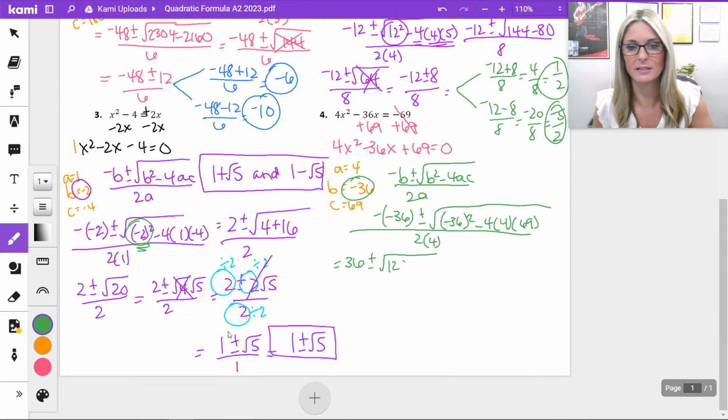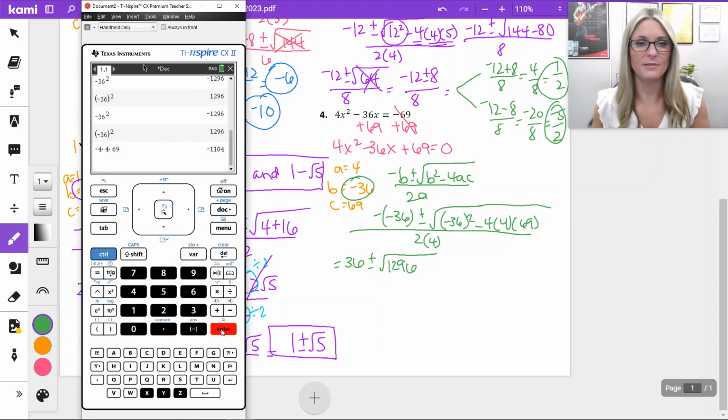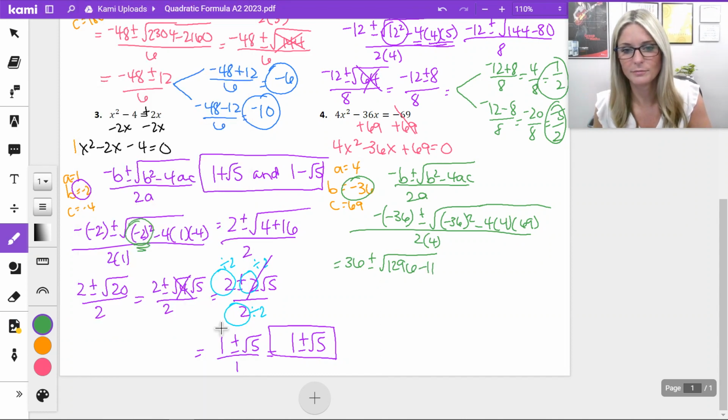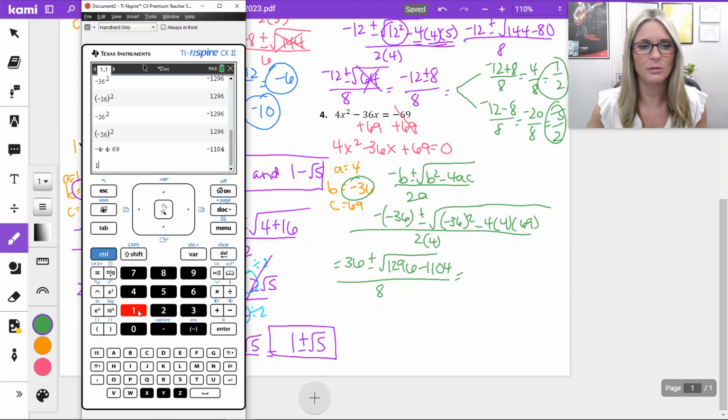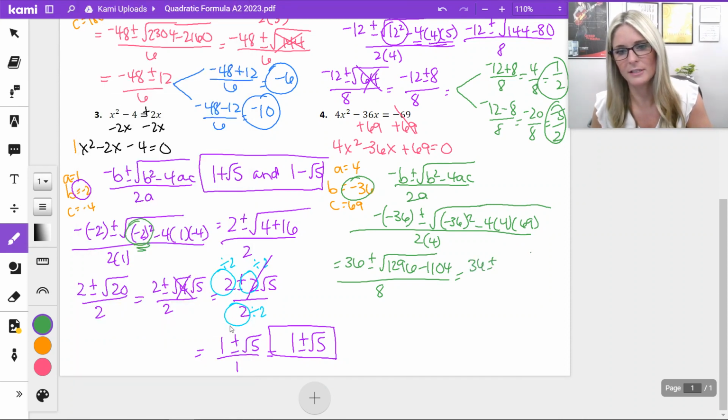This is 1296. Let's also do negative 4 times 69. Gives us negative 1104. Divided by 2 times 4 is 8. Under our radical, we have 1296 minus that 1104 is 192. So we got 36 plus or minus the square root of 192 divided by 8.